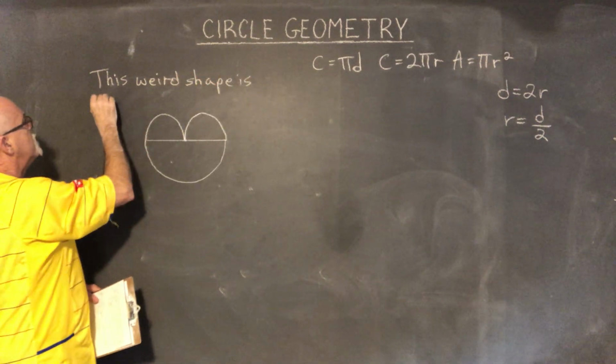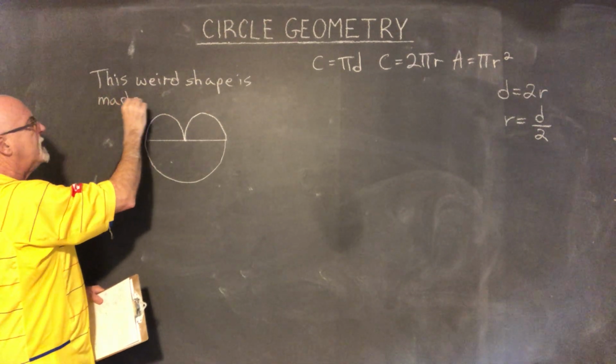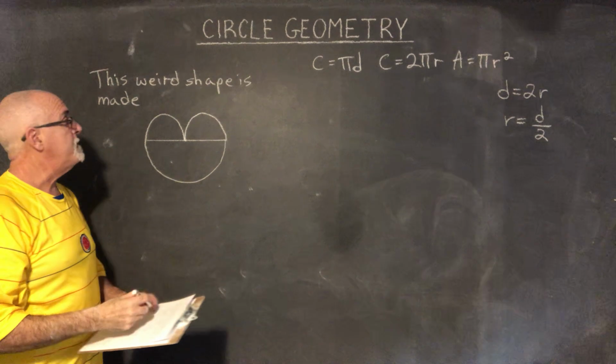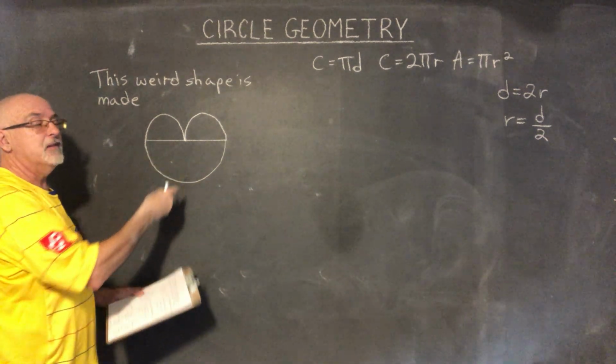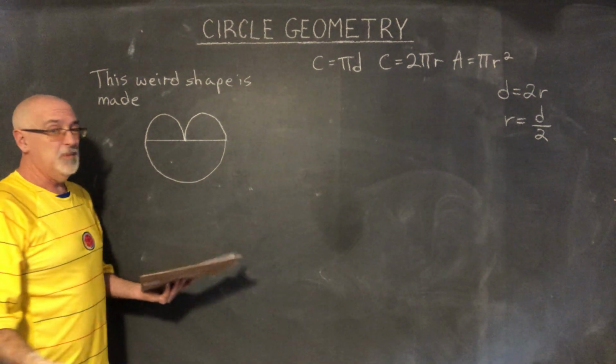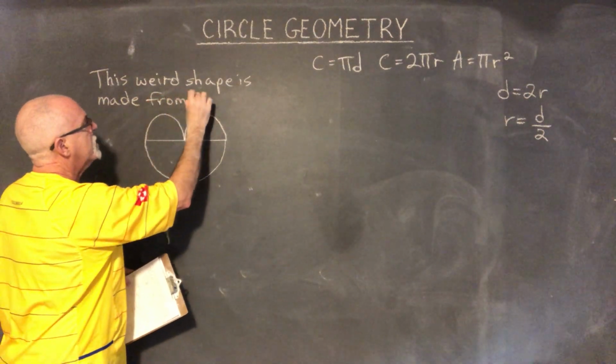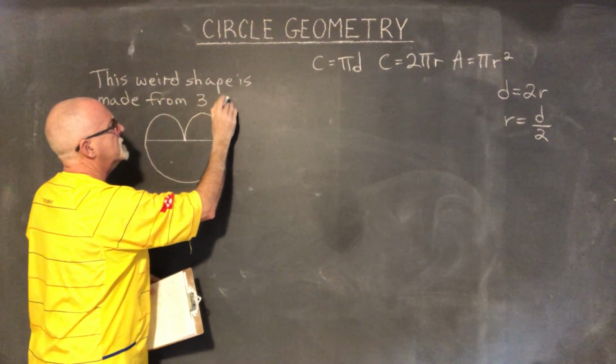This weird shape is made from, and we really have to say this, we have to give the student a fair amount of information, because looking at this and it not being drawn perfectly, we're not really sure what it is. But it's made from 3 semicircles.